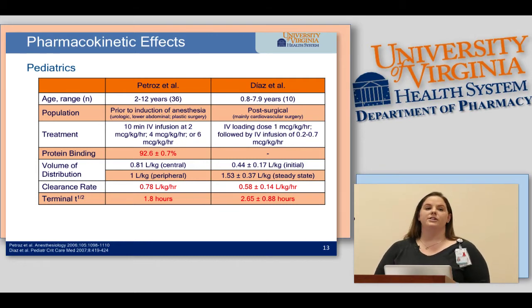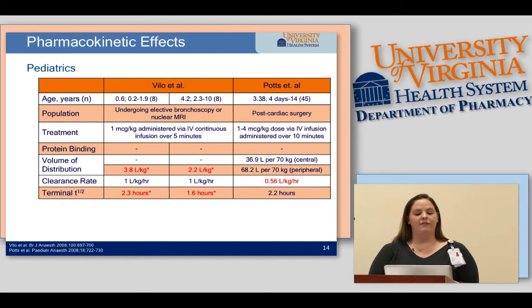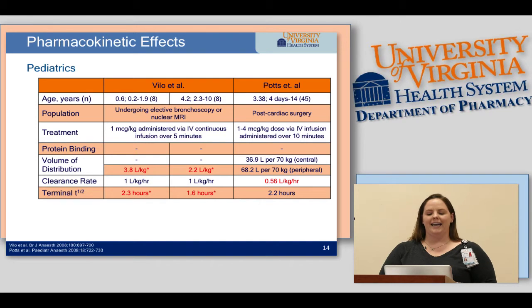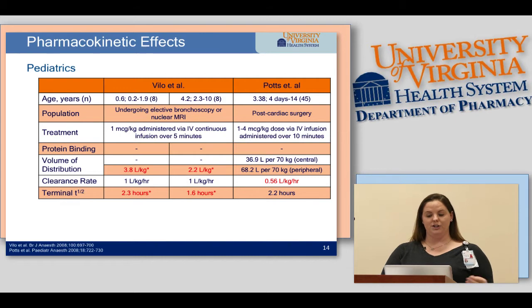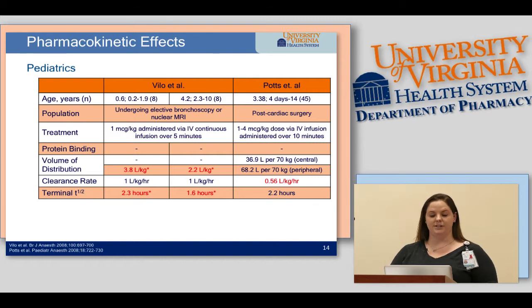Both of the authors of these studies concluded that these results were similar to those found in adults. Looking at further studies, Vilo et al. looked at a further different population. They looked at 2 different age ranges. They noticed that there wasn't really any information on dexmedetomidine in patients less than 2 years of age. So they broke their group out into 8 children that were 28 days to 23 months of age, and 8 children that were 2 to 11 years of age.